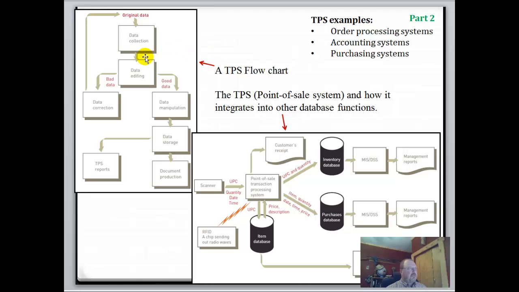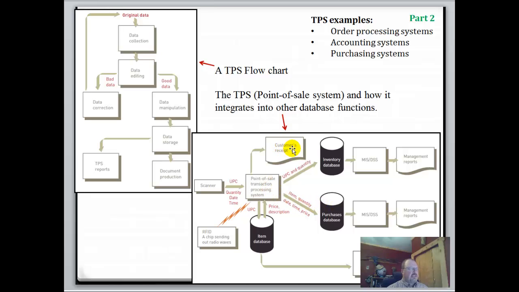So we have a flow chart of a TPS system here where we have data collection, data editing. Bad data gets to be corrected, good data goes on. Now the TPS point of sale system, so you have this point of sale system in the middle, and all this information is being dumped out to these cans, and customer receipts being printed. You have scanning UPC codes. You have chips that may be providing information.